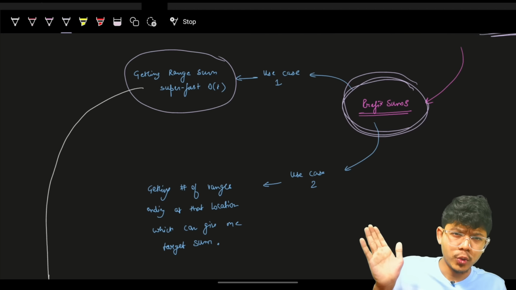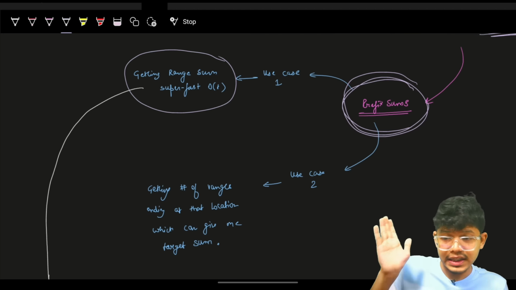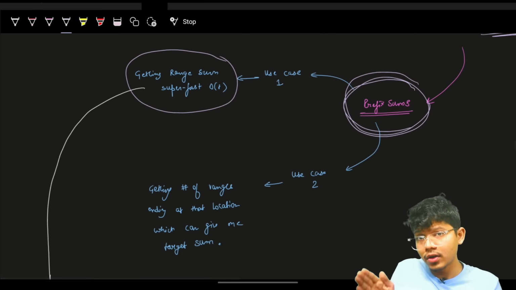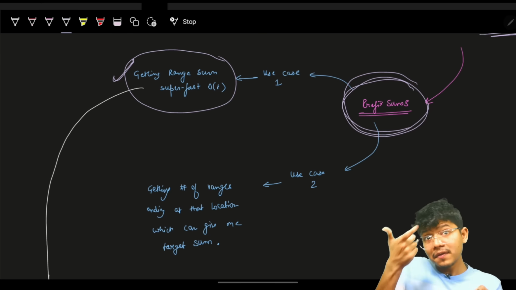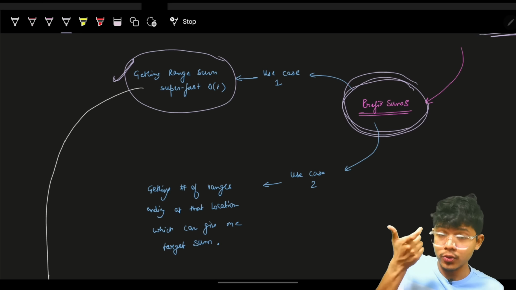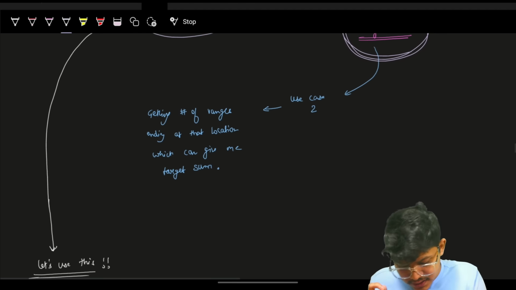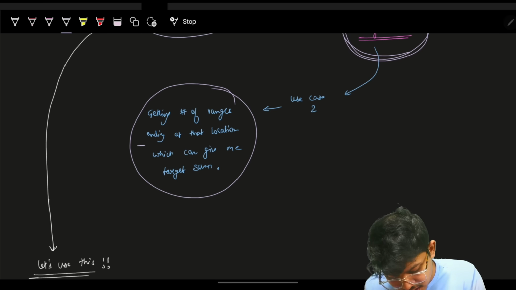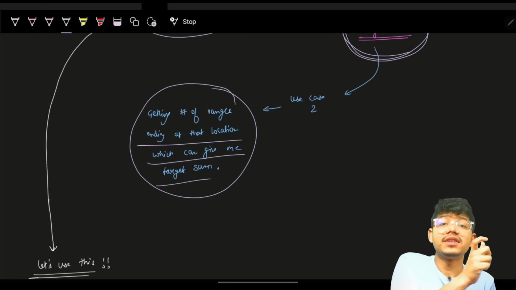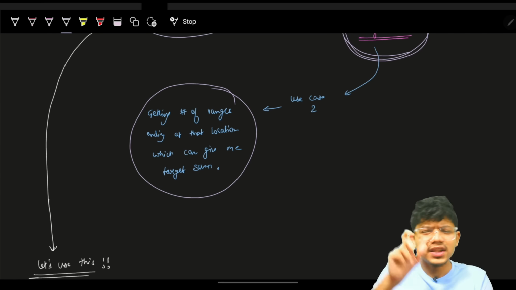Again, when you have to do queries with updates, that will not work. In that case, you have to use a Fenwick tree or segment tree, but I'm saying the queries will remain, the updates will not be there. Now you know you can get the prefix range sum very fast. That's one use case of it. The other use case is that I can get to know the number of ranges at that location which can give me that specific target sum.